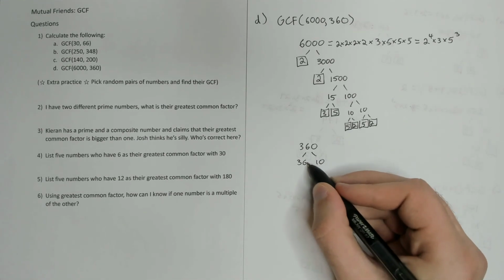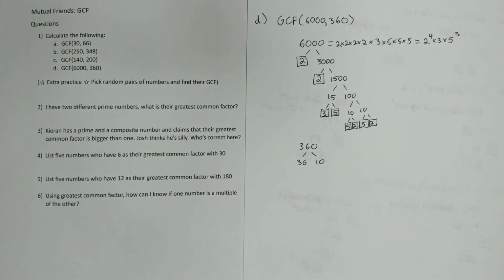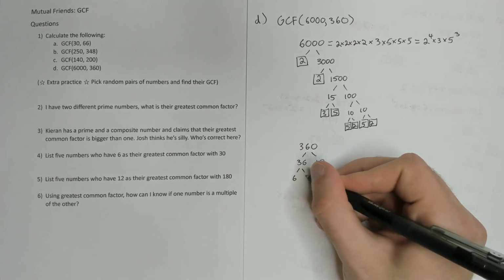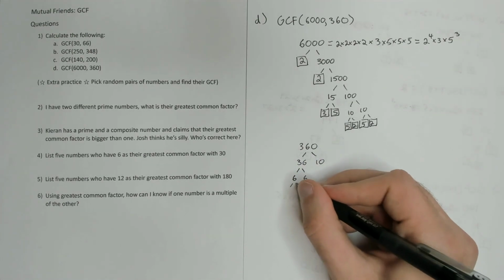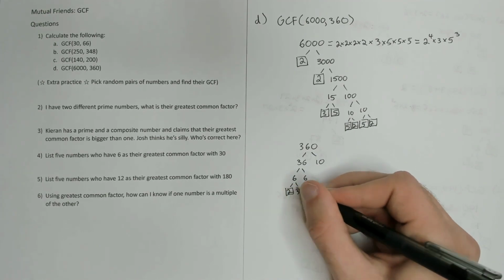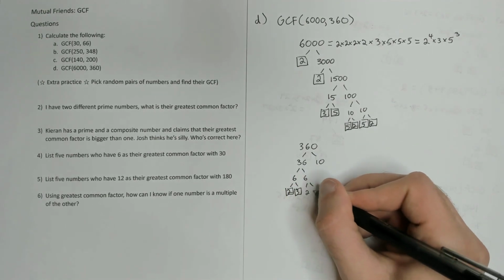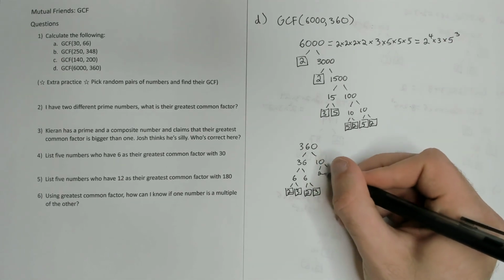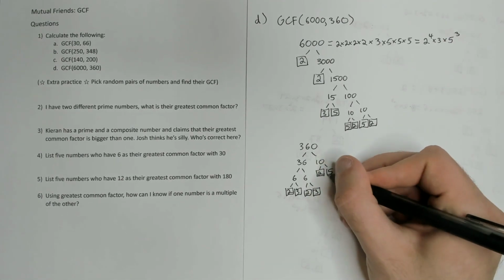Anything times 10, we're just adding on another 0, so 36 times 10 is going to be 360. And we can split 36 up into 6 times 6, and we can split each of those up into 2 and 3, which are both primes. All right. And now we still have our 10 to deal with, which we can promptly split up into 2 times 5, both of which are primes.